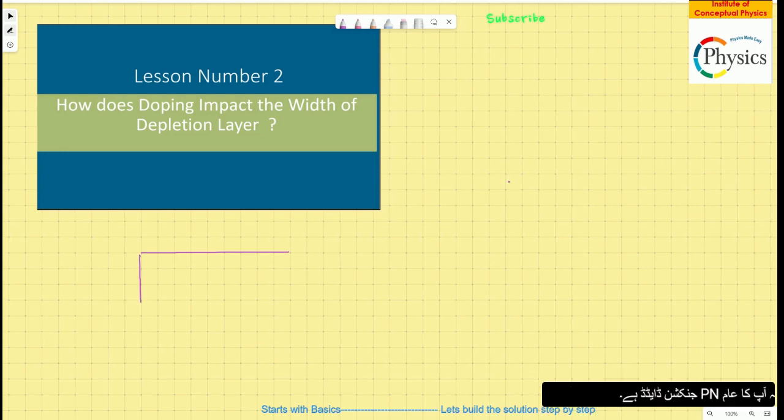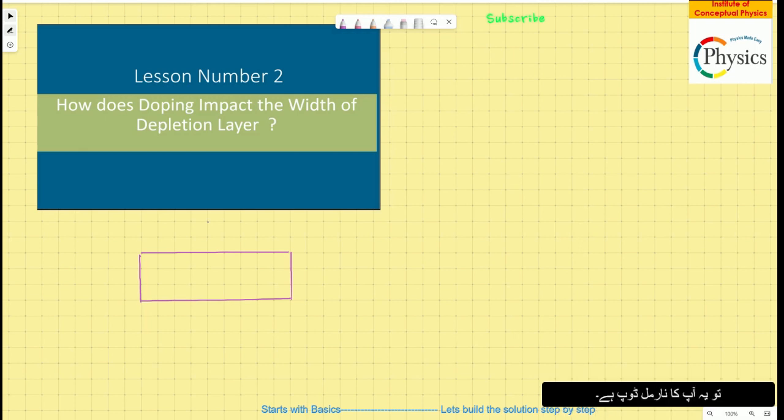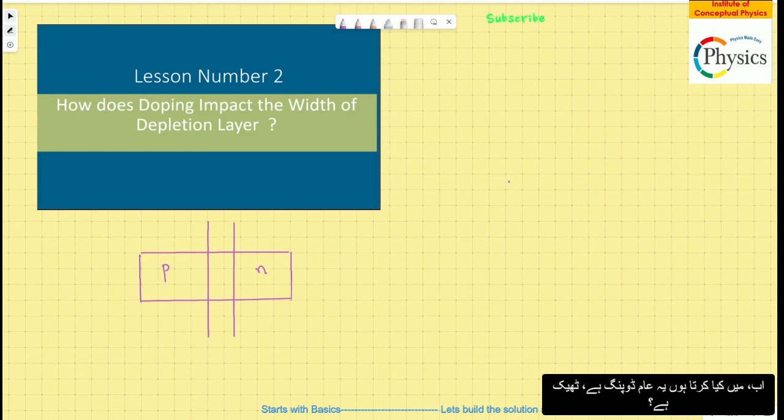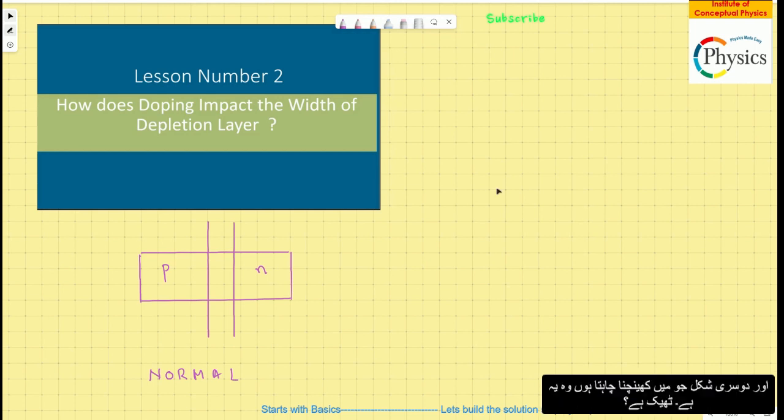I am going to show you what happens when the doping concentration increases. So this is your normal doped. The doping here is normal on the P side and N side, right? Figure number one, which you see, belongs to what I will call a normal doping. This is nothing spectacular. So this is your normal doping levels. And the second figure I want to draw is this one.